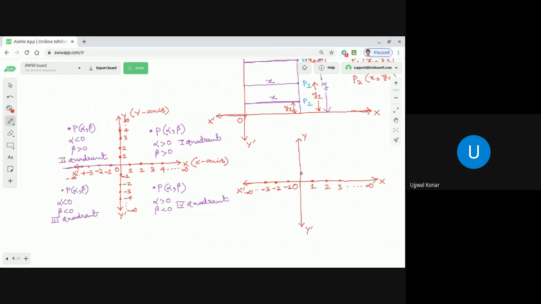Above the x-axis, the points we get on the y-axis are 1, 2, 3, and it goes up to infinity. And below the x-axis, we get -1, -2, -3, and it goes up to minus infinity. This is the way we first construct the x and y axes. If you have a graph paper, dear students, it could be easier to plot this. But okay, it is fine.